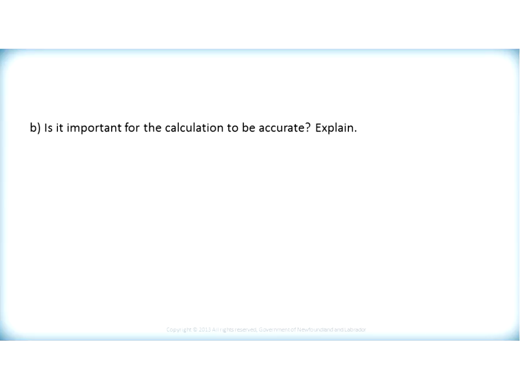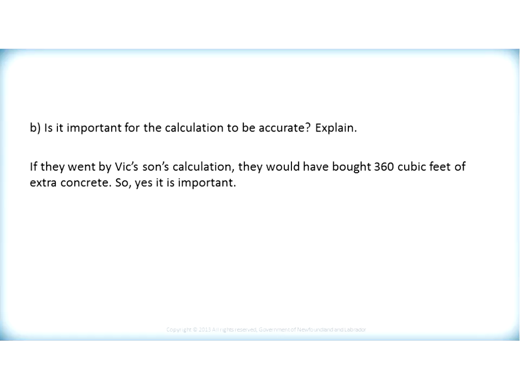So is it important for the calculation to be accurate? Explain. Well, if we went by Vic Sun's calculation, 392 cubic feet of concrete would be necessary. The actual, accurate answer is that we only need 32 cubic feet of concrete. So if we went by Vic Sun's calculation, we would have bought 360 extra cubic feet of concrete. That's quite a bit more than is needed, and what are you going to do with it? So it is important that you get an accurate answer.